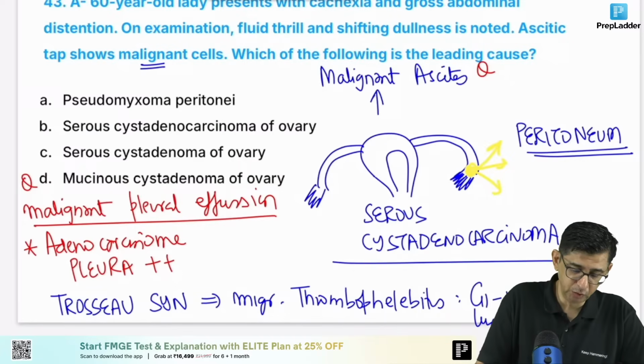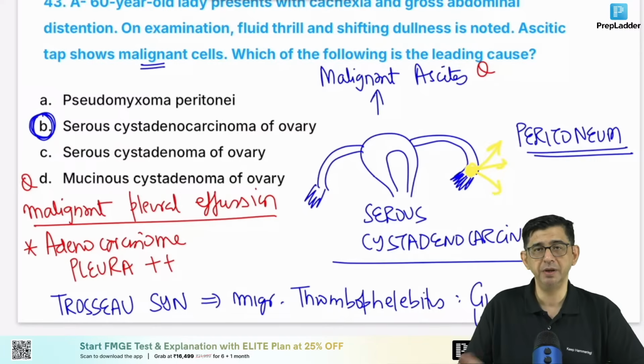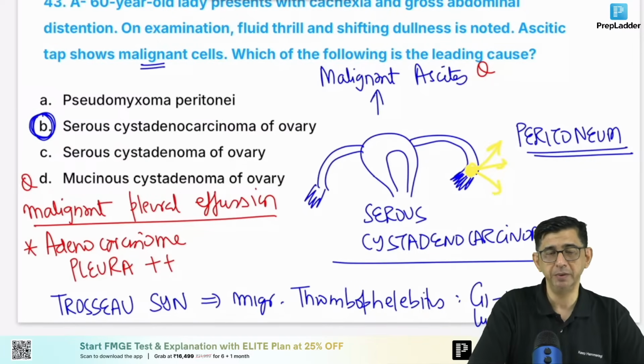The correct answer to our question is option number B. The commonest ovarian tumor begins as a malignant ascites. That's why the patient will have a tummy distension.